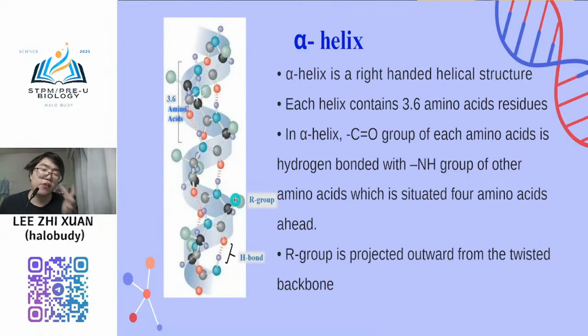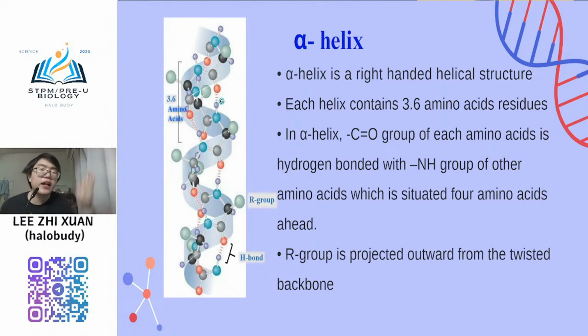So this one is the alpha helix structure. It is a right-handed helical structure, and each helix contains 3.6 amino acid residues on average. Normally the C double bond O group of each amino acid is hydrogen bonded with the NH group, meaning the amino group, of another amino acid situated 4 amino acids away. So you see here, when there is an amino acid here and another amino acid here, they can form a hydrogen bond. One of the O groups and one of the N groups can form a hydrogen bond here.